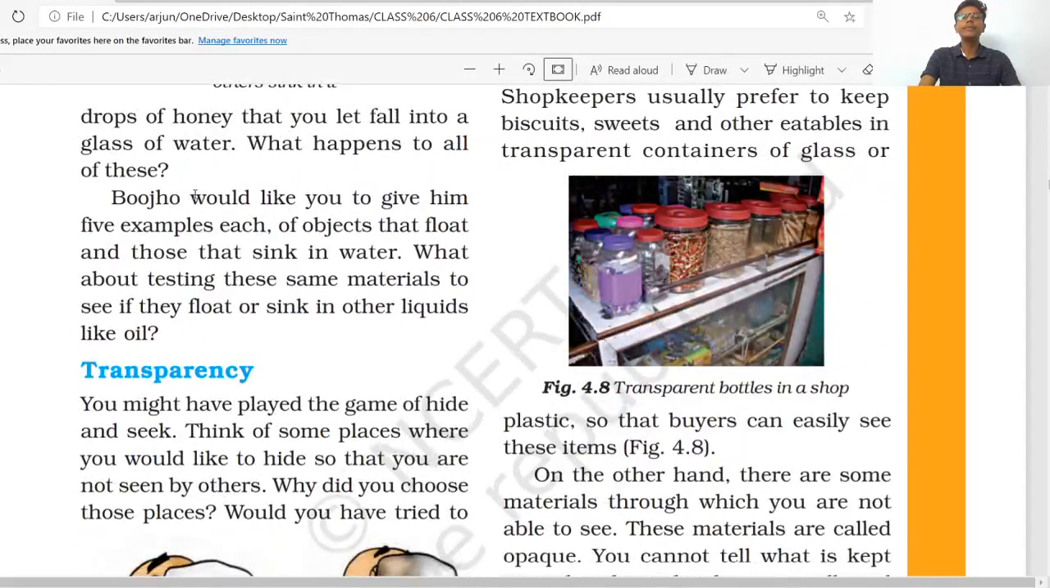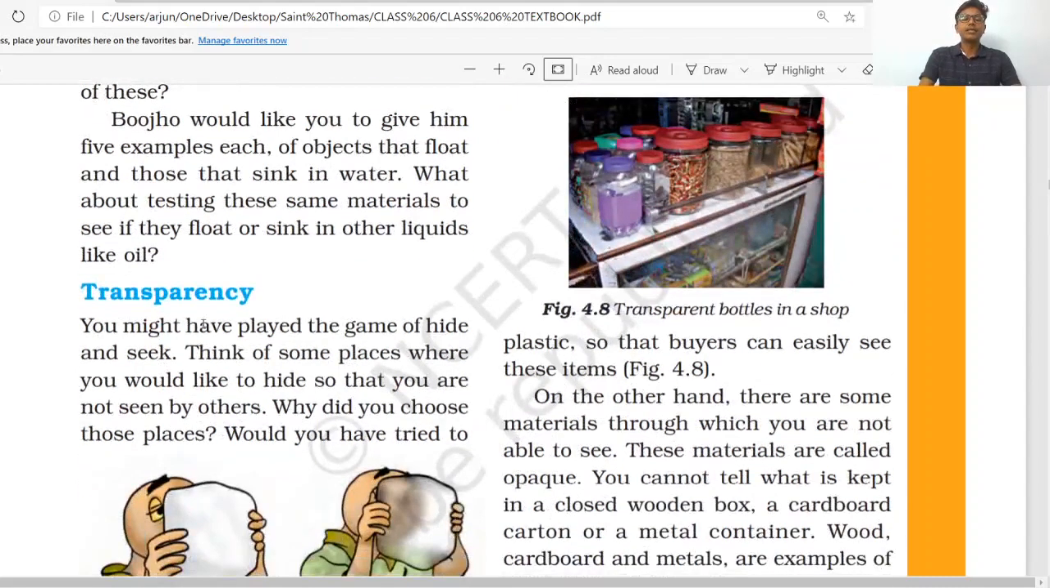Boojo would like to give you 5 examples each of objects that float and those that sink in water. What about testing the same materials to see if they float or sink in other liquids like oil also? So you can do this activity at your home. Take different materials and try to see which are sinking and which are floating. And you can also use different types of liquid like oil. It's not compulsory. The next topic is transparency.